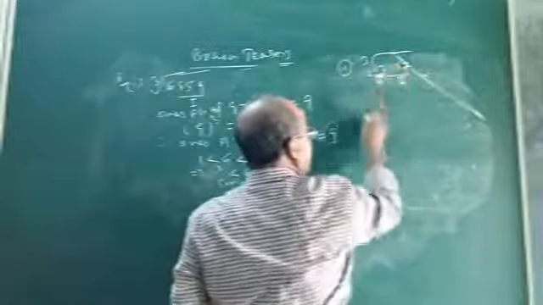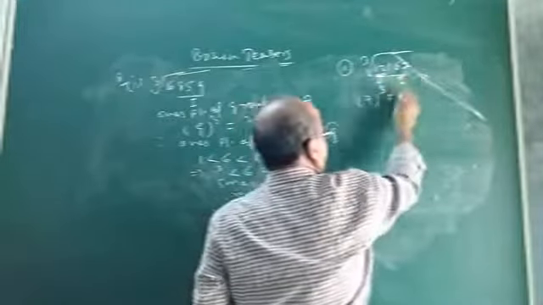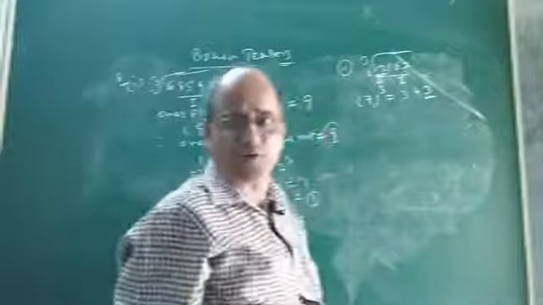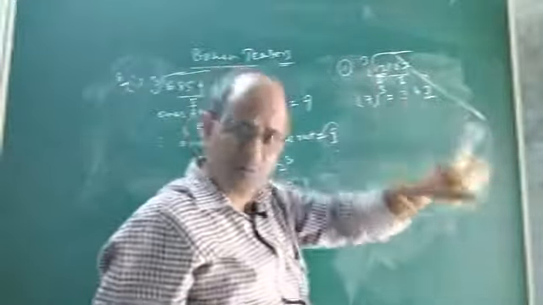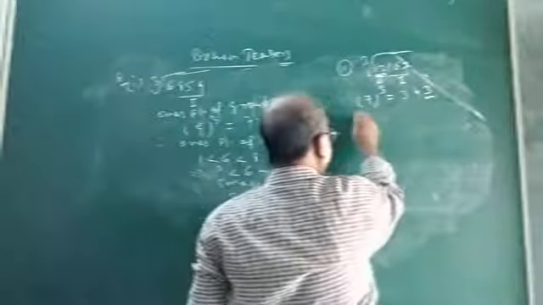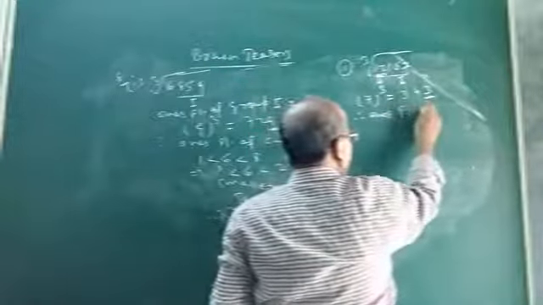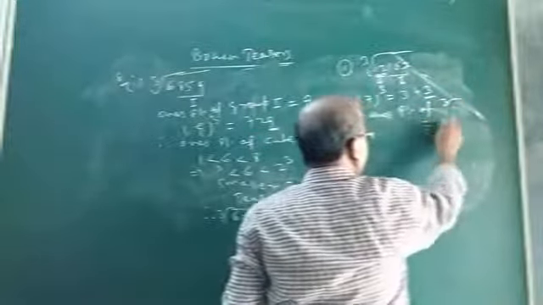Now what is the ones place? Take the cube of the ones place. 7 cube is how much? 343. 7 cube will be 343 and what is the ones place? It is 3. So the ones place of the cube root will also be 3. Therefore, ones place of cube root will be equal to 3.